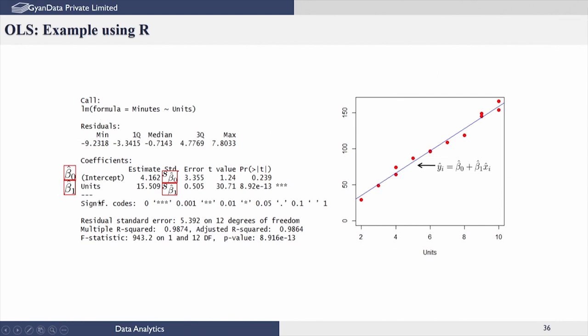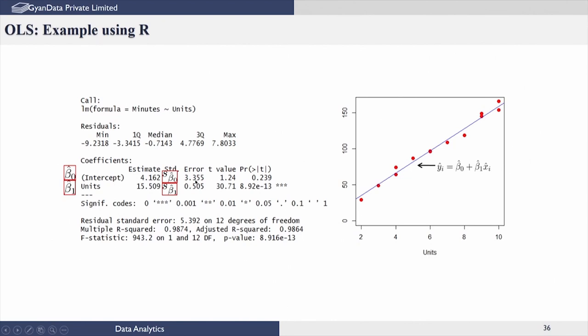Once we have fitted this using the R function, it gives out all of this output, and it gives you the coefficients. The intercept term turns out to be 4.162, the slope parameter turns out to be 15.501. But it also tells you the estimated standard deviation of this parameter, which is S beta naught hat of the intercept. It also tells you the standard deviation of this estimate for beta 1, which turns out to be 0.505, all calculated from the data using the formulas we have described.